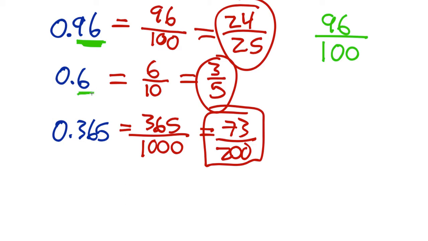So if 0.6, that's 1 digit to the right of the decimal. So I'm thinking it's going to look like 6 over 1 followed by 1 zero. Oh my gosh, it works.